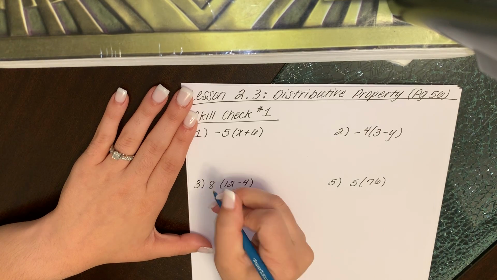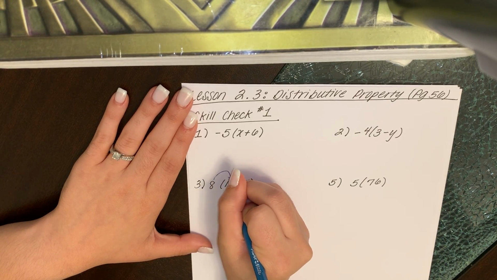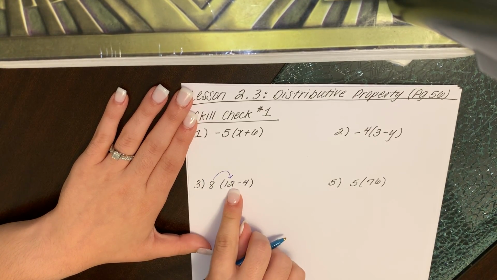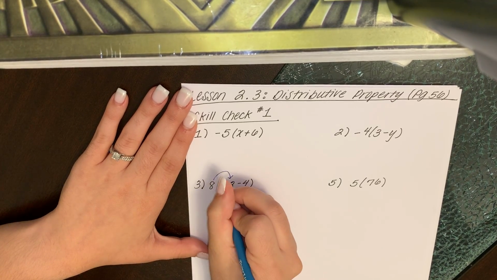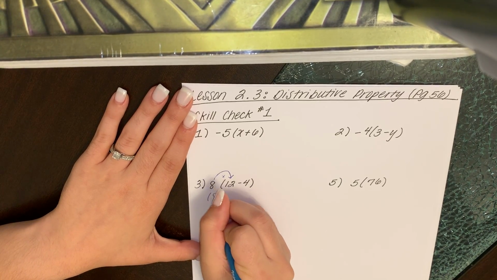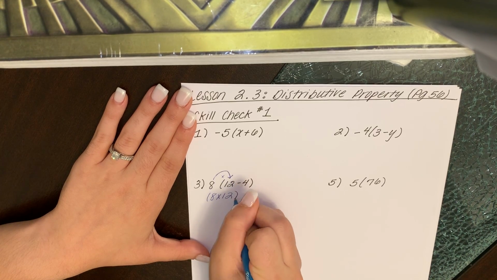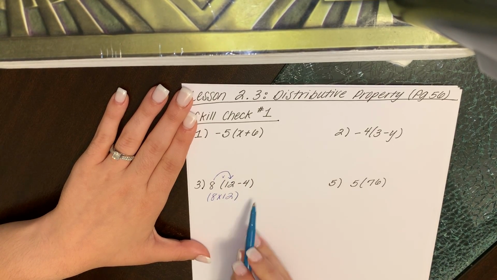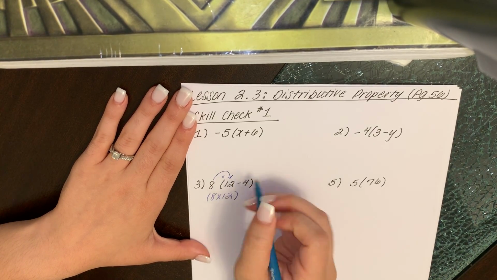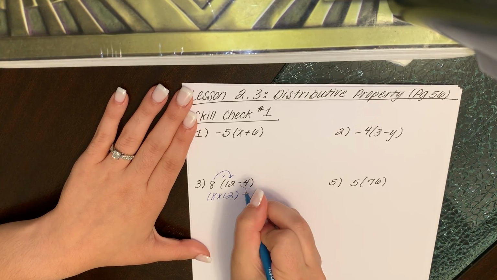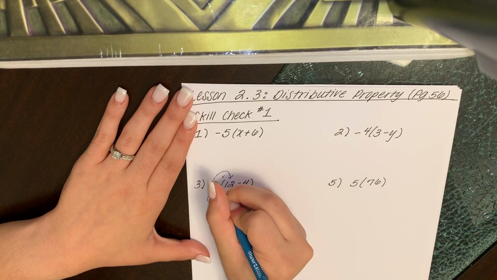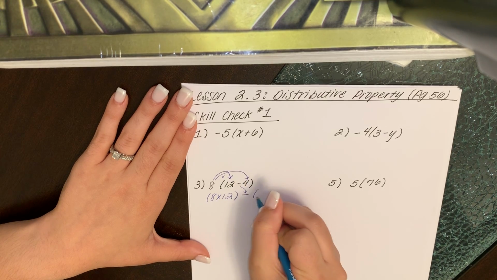And just like before, what I'm going to do is I'm going to multiply this outside number with each inside number. So the first part I'm going to do is 8 times 12, okay? And because I see a minus sign here, I'm going to keep that minus sign there, okay? Kind of keep it as it is. And now I'm going to do 8 times 4.